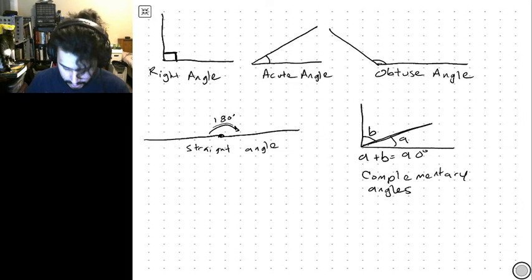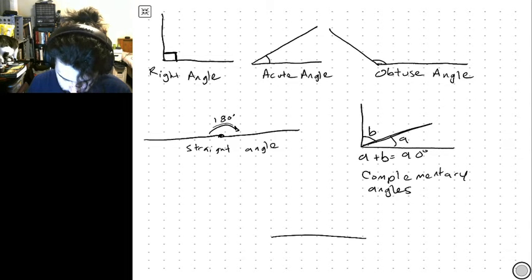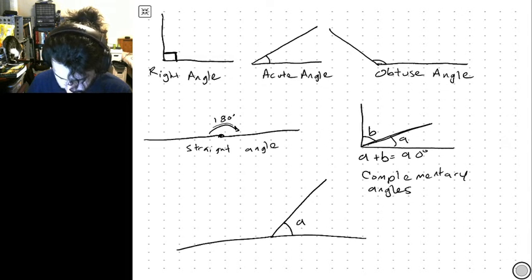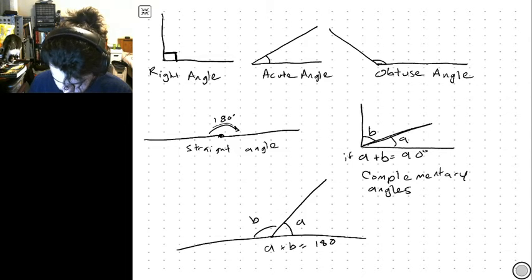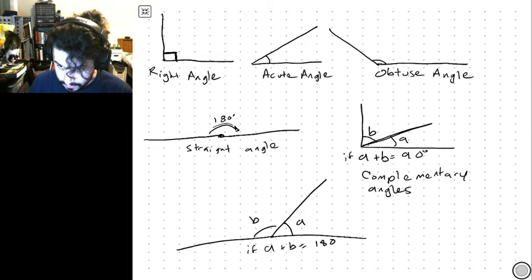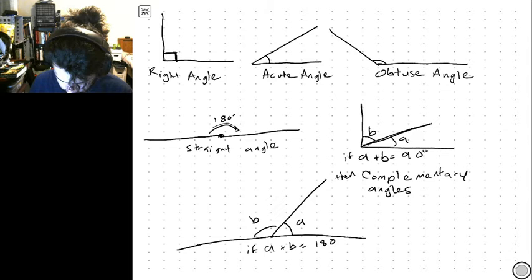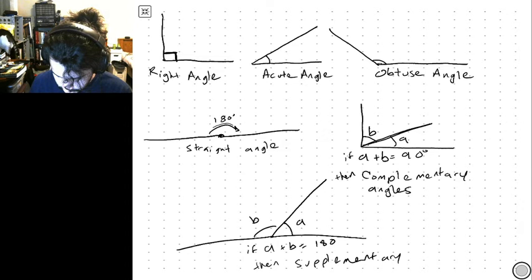And then if we have two angles that add up to 180 degrees, or a straight line, then we will call those supplementary angles. So we'll call this A, we'll call this B, and then we'll say that A plus B is equal to 180. We'll have an if statement, and then a then. Supplementary angles.